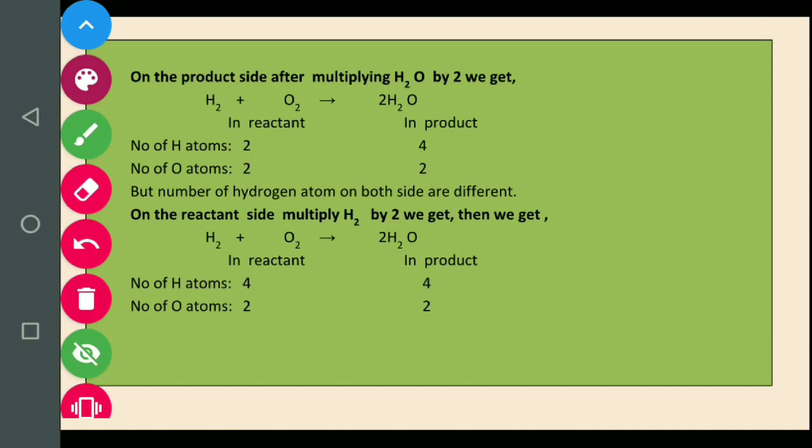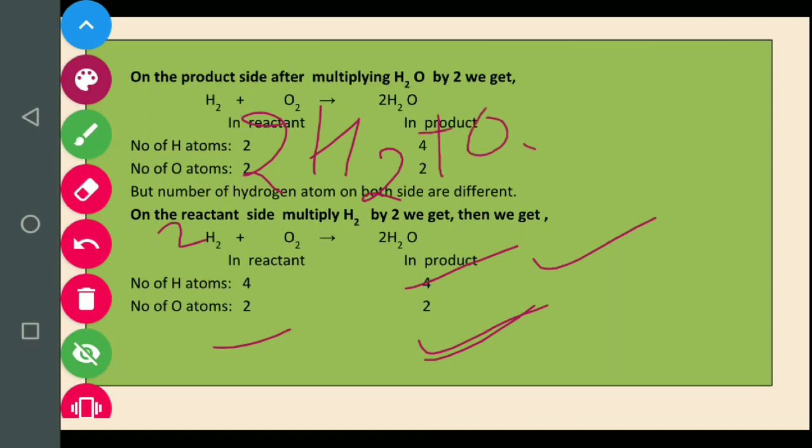We have to now balance hydrogen. In order to balance hydrogen we have to multiply by 2 on the reactant side, right? We have to put 2 in front of hydrogen. Here you can see we will put it here, now hydrogen becomes 2 times 2, that is 4. On the right hand side also it is 4, and on the left hand side oxygen is 2 and here also oxygen is 2. Now the number of hydrogen are equal, the number of oxygen are equal, so this chemical reaction becomes balanced. At last the final reaction will become 2H2 plus O2 gives you 2H2O.